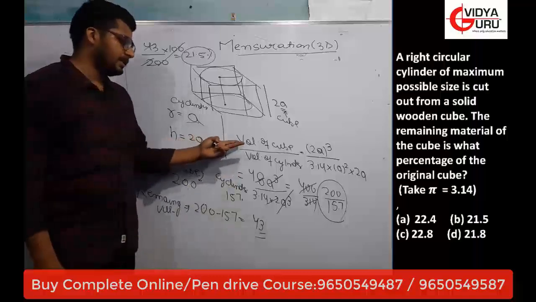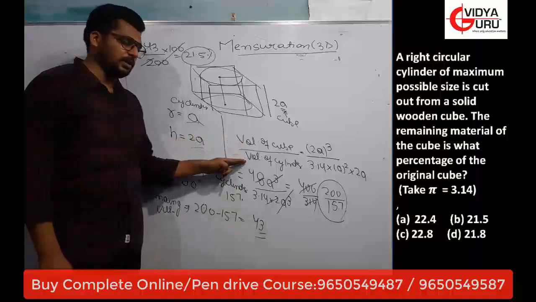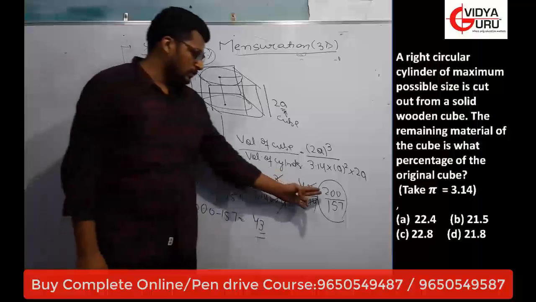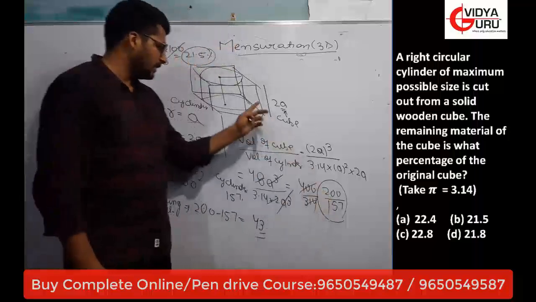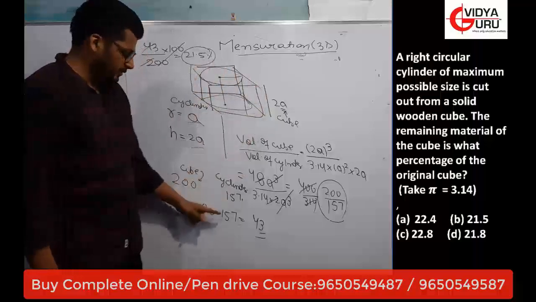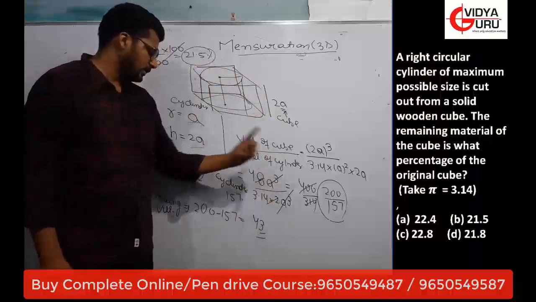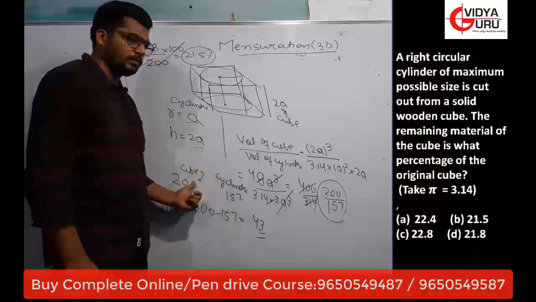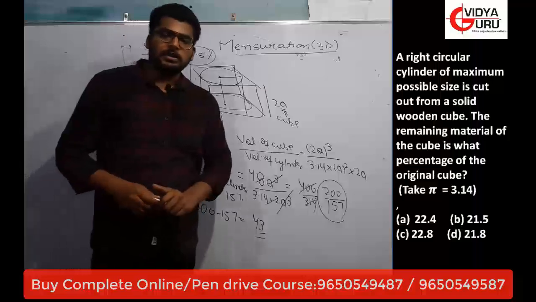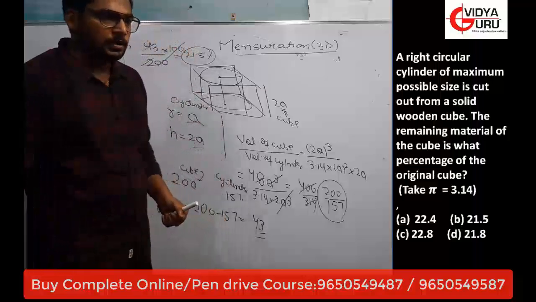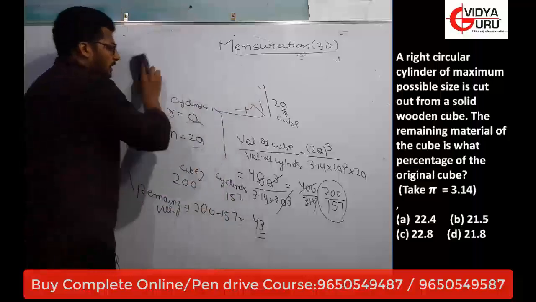What I have done, I have taken the ratio of volume of cube to the volume of cylinder, and now volume of cube was 200, that means cylinder was 157, then the remaining part is the remaining cube, which will be equal to 43. It is what percent of original cube? So it is 21.5%. It is 21.5% of the original cube. Coming on to our next question.